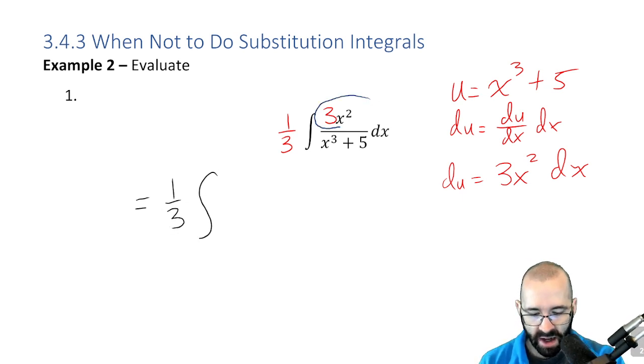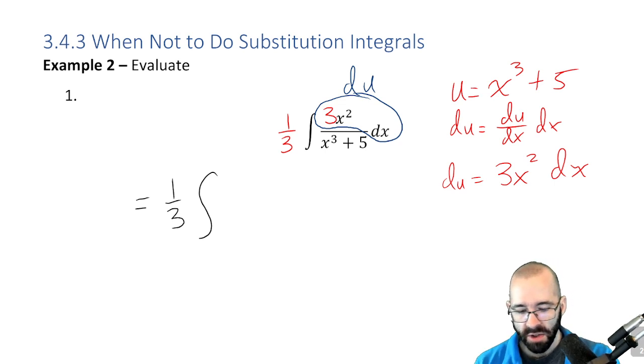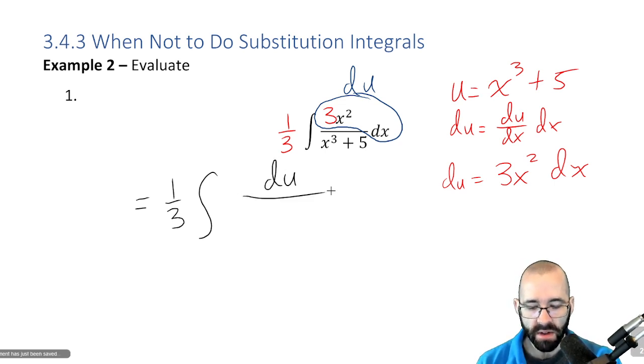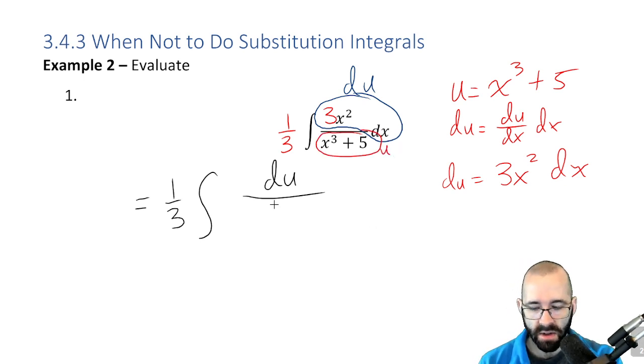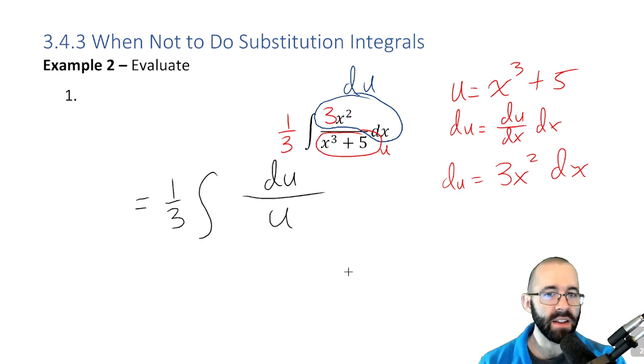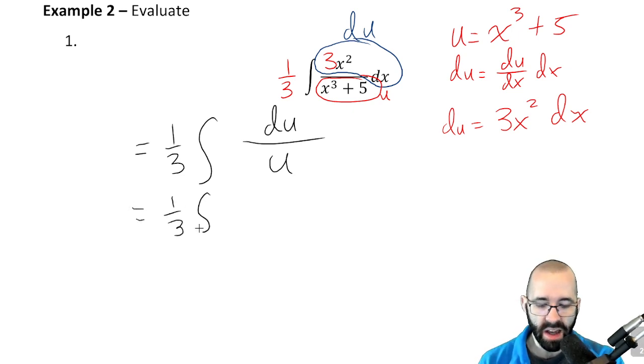So we have 1/3 times the integral. Now notice that this right here is exactly what du is. So our numerator is just du. What's our denominator? Well, this right here is exactly u. Our denominator is exactly u, and we have a much simpler integral now. And I'm going to do an optional rewriting step just because this is how my brain works. Write this as the integral of 1/u du.